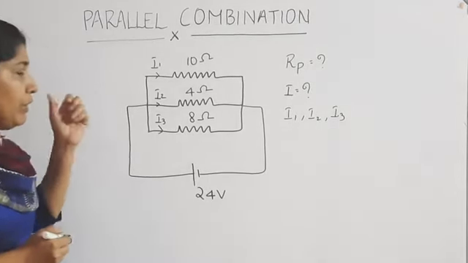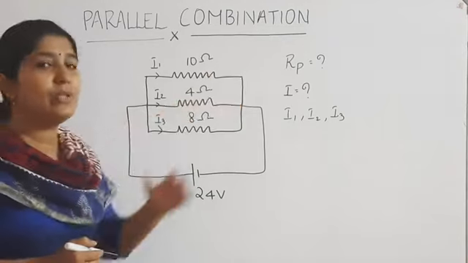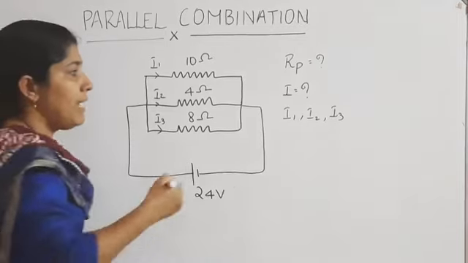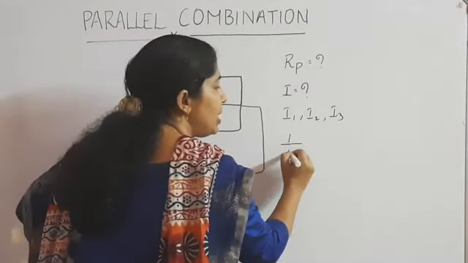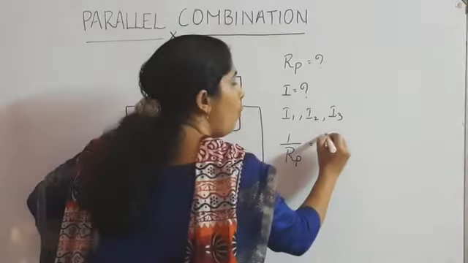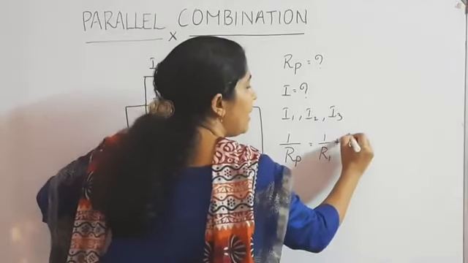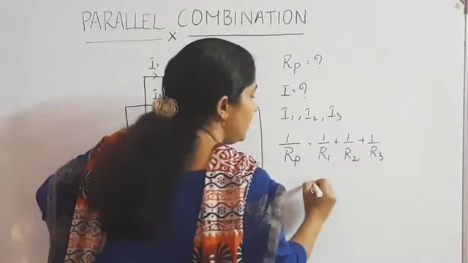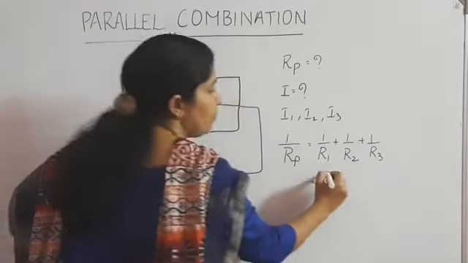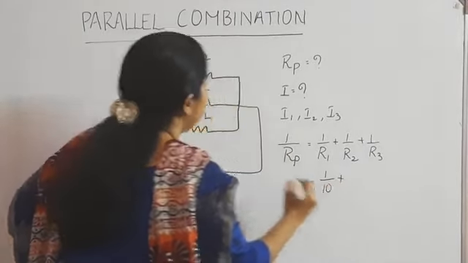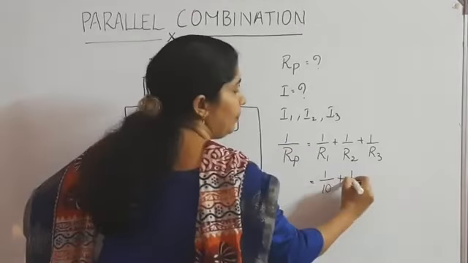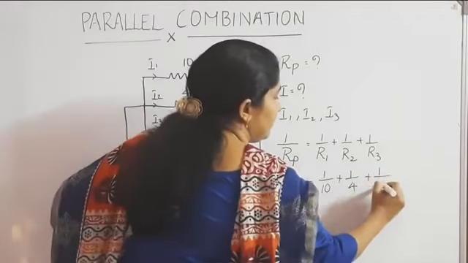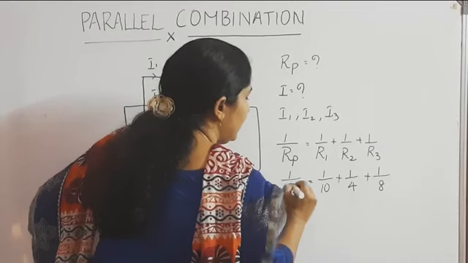First of all, we want to find the effective resistance of the circuit, RP. What's the equation? In parallel combination, 1 by RP is equal to 1 by R1 plus 1 by R2 plus 1 by R3. That's equal to, R1 is 10, that is 1 by 10, plus 1 by 4, and the third resistor is 8, that is 1 by 8. So 1 by RP is equal to this.